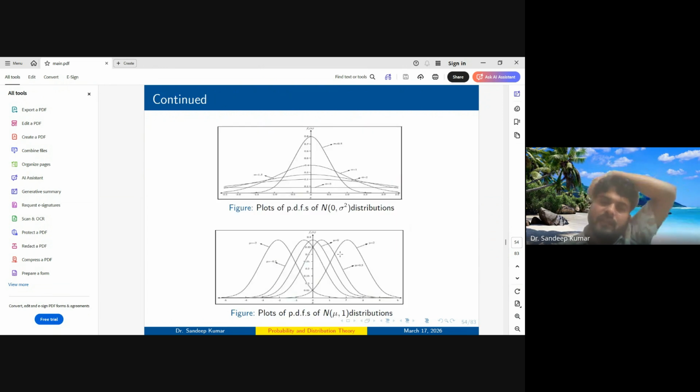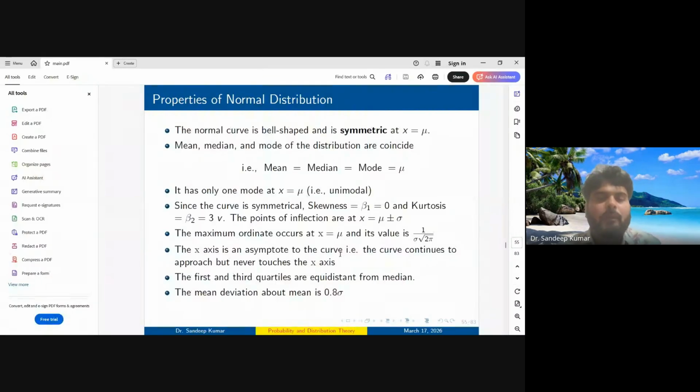Here are plots of the PDFs of the normal distribution with mean 0 and different variances sigma squared. This type of graph is shown. Properties of the normal distribution: the normal curve is bell-shaped and symmetric about x equal to mu. Mean equals median equals mode of the normal distribution, and there is only one mode, at x equal to mu.